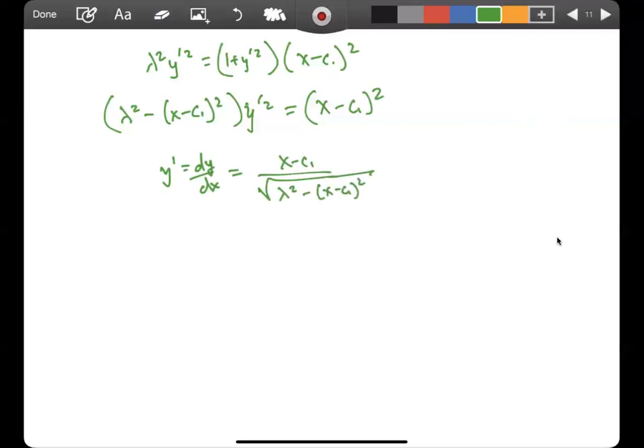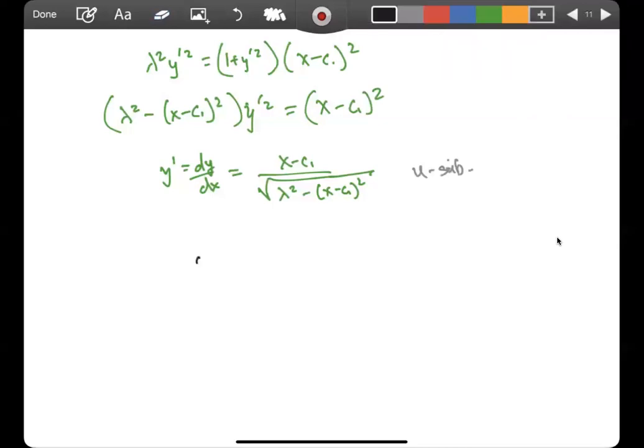Good. Now, from here, since I want y, let's integrate this. The easiest way to do this is integration with a u substitution, but I'm not going to bother doing all that. I'll just write down what the answer is. But here you would just use a u sub.